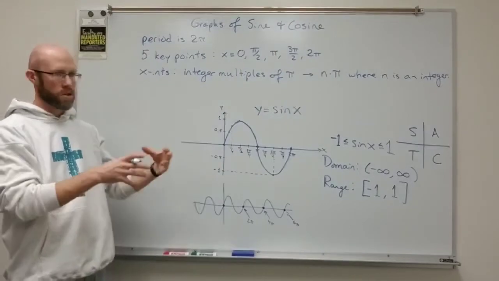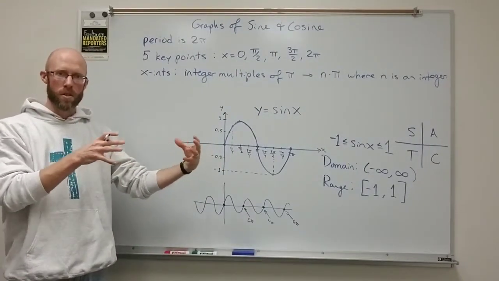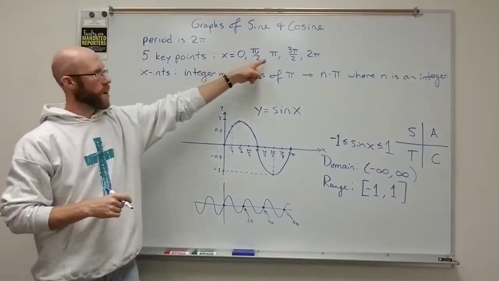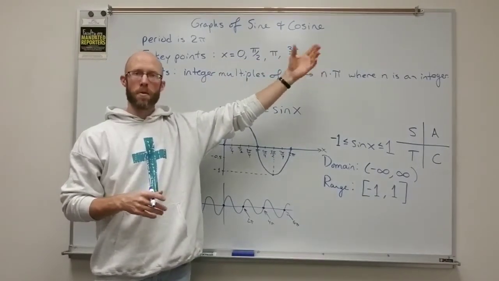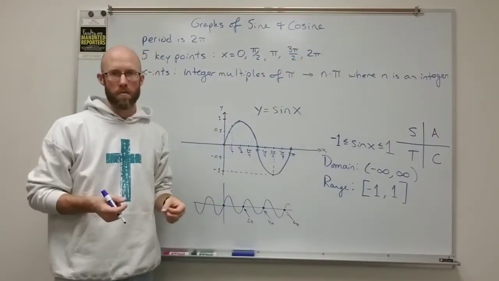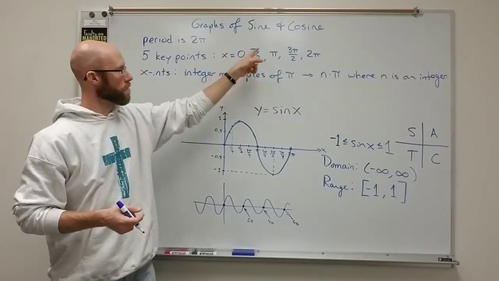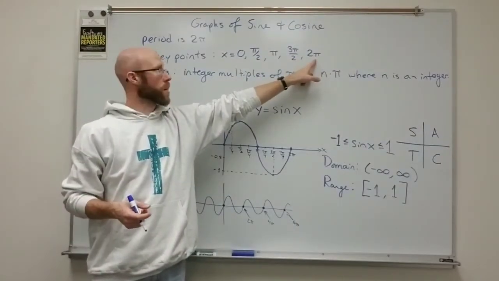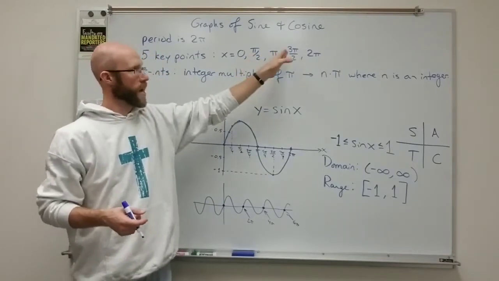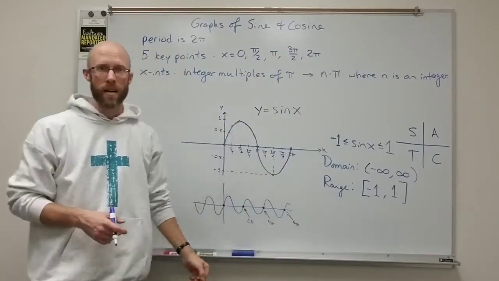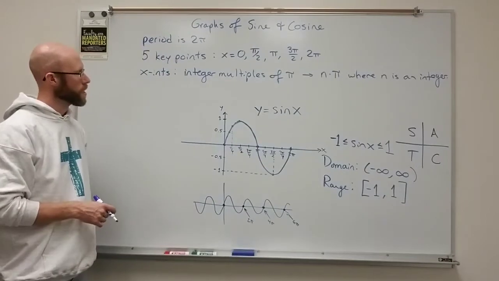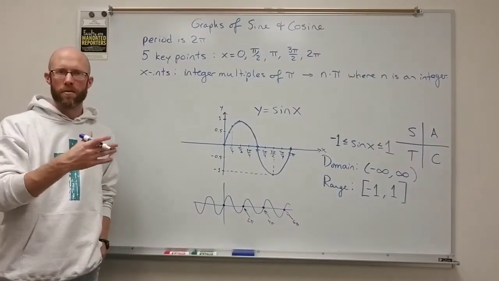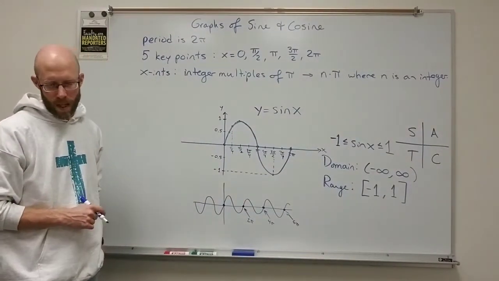Now, when we start to move these things around, shift them and stretch them out, those 5 key points will change, but there's a nice method for finding them. You start at 0, add the period, that's your 2 pi, and then you cut that in half, cut that in half, cut that in half, and you'll be able to find the other points. We'll go through an example later of how that lays out.